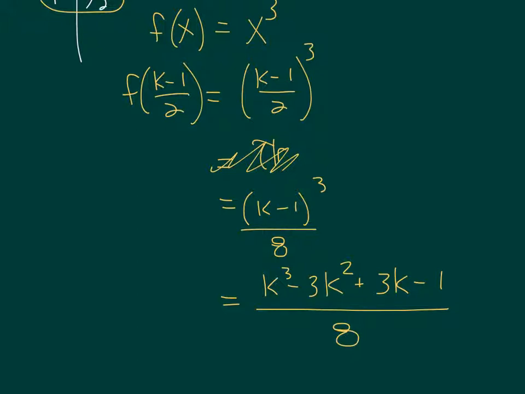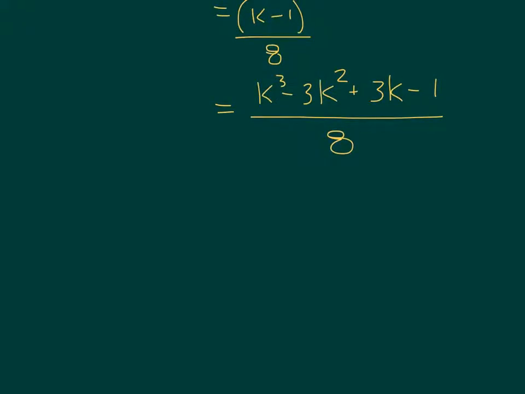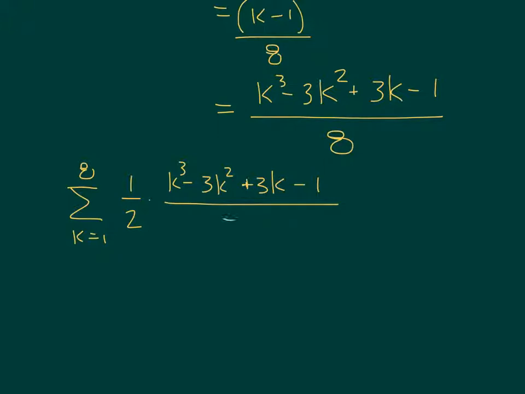But now let's set up our rectangles. So we're going to work vertically again. So we're taking the sum of k goes from 1 to 8. We know the base of each rectangle is 1/2, and the height is going to be defined by our f of x, which is k cubed minus 3k squared plus 3k minus 1. The whole thing is over 8.